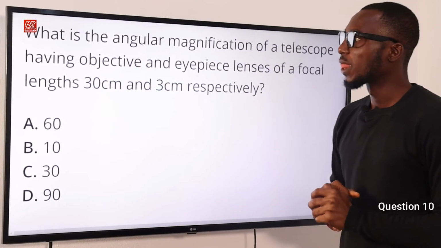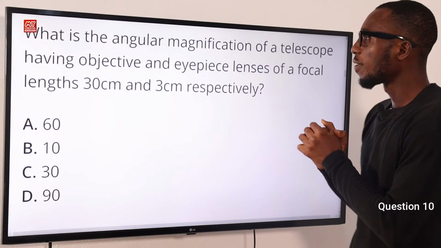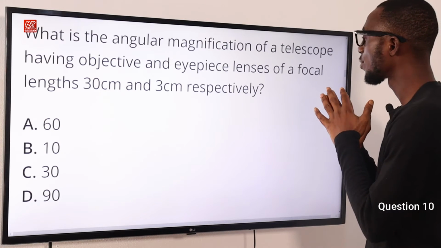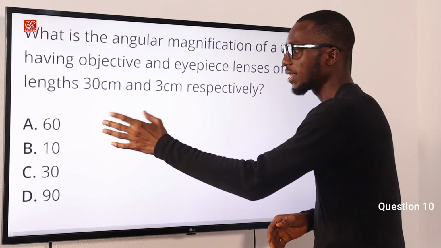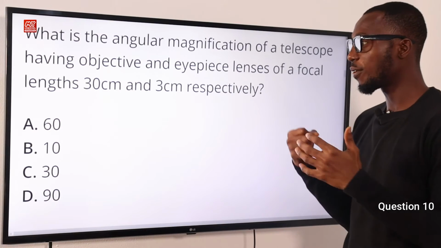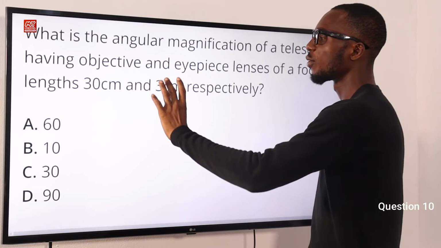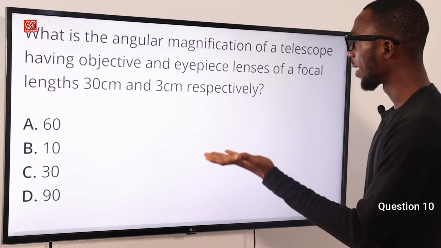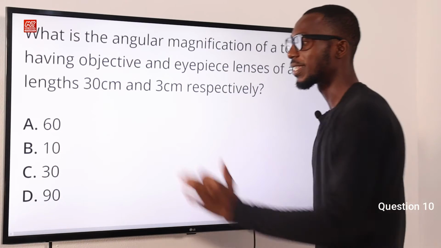Option B. Question 10. What is the angular magnification of a telescope having objective and eyepiece lenses of focal length 30 centimeter and 3 centimeter respectively? Now what you just have to do is y over x, that is 30 over 3, that is 10. So the angular magnification you're going to get is 10, option B.